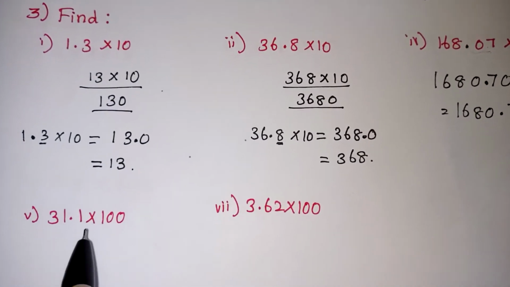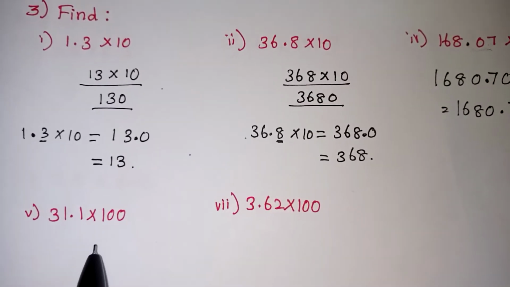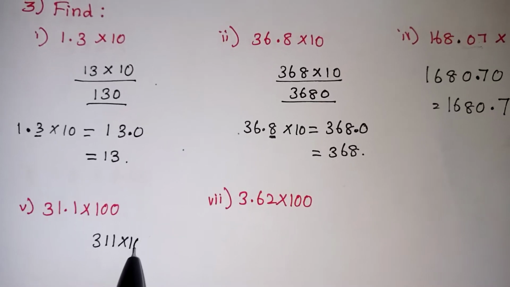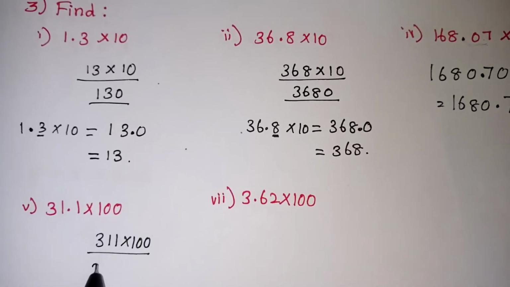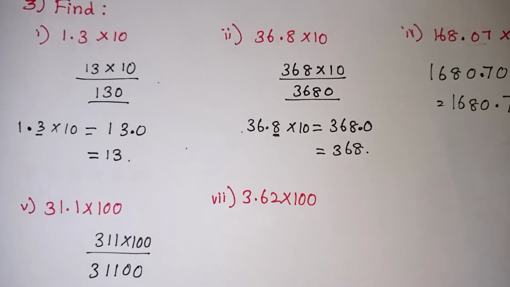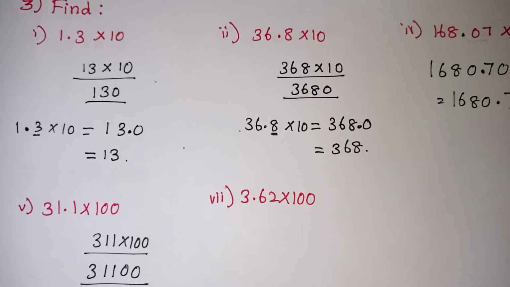So here this is our question. Without the decimal, let us multiply first. Here we are multiplying 311 into 100. Our answer will be 31100. Whenever we are multiplying with 100, we have to add 2 zeros. So this is the answer without the decimal.